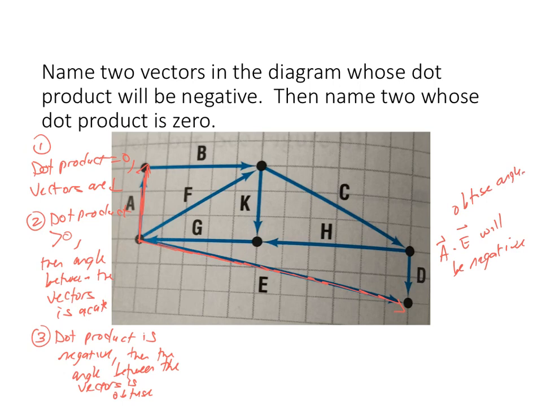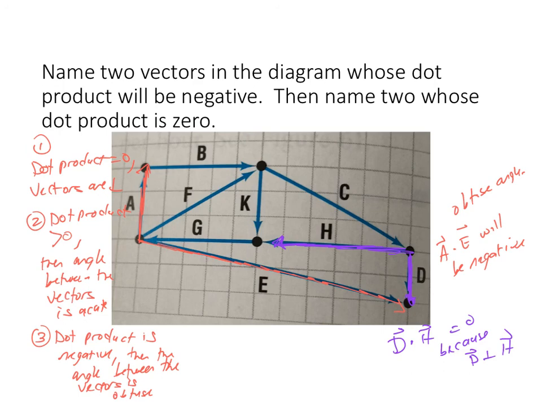If we want to name two where the dot product is 0, that means that the vectors have to be perpendicular. So here's an example of vectors that are perpendicular. I have the vector D and the vector H, and I know these are perpendicular because this is drawn on a grid. So I know that D dot H equals 0 because D is perpendicular to H. You could also have chosen, let's say, B and K, because those are also perpendicular.